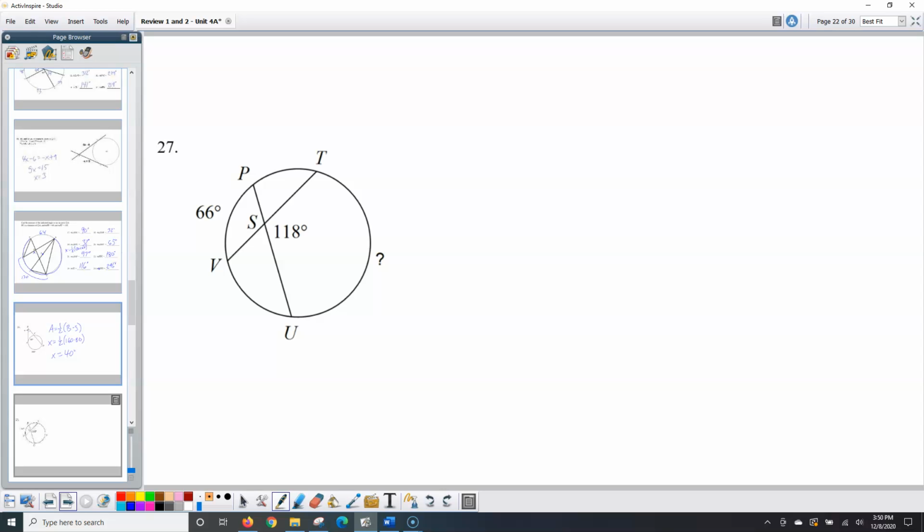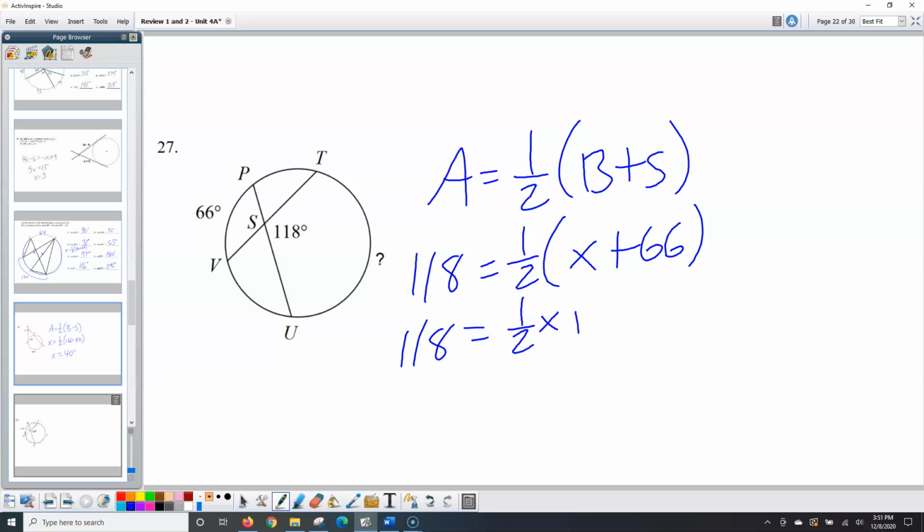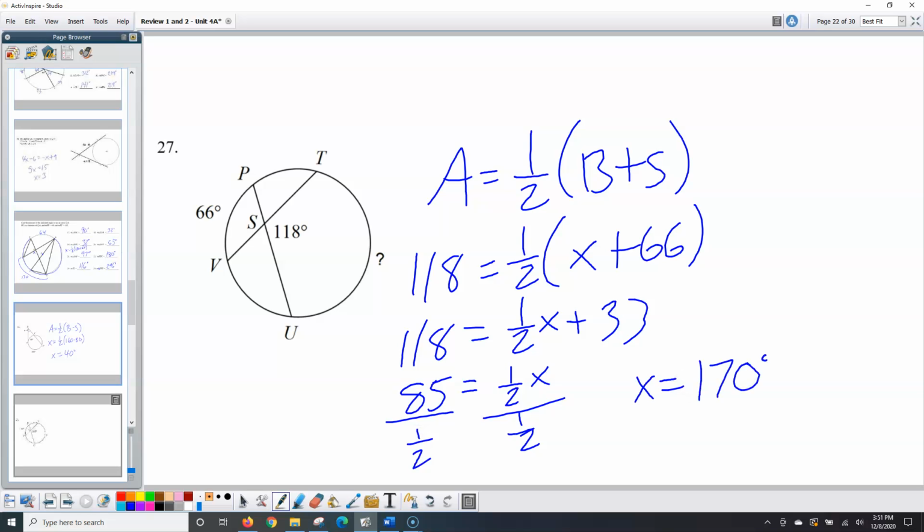We got an interior angle here. So the angle equals 1/2 big arc plus small arc. The angle is 118 equals 1/2. The big arc is x plus the small arc is 66. That's 118. If you distribute, it's 1/2 x plus 33. And you subtract the 33 over, and you get 85. So I've got 85 equals 1/2 x. Divide by 1/2 on both sides. And x equals 170.